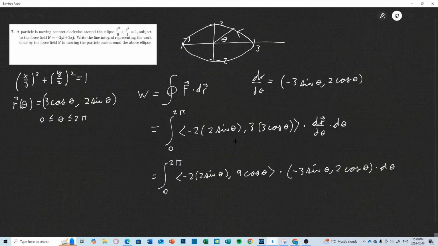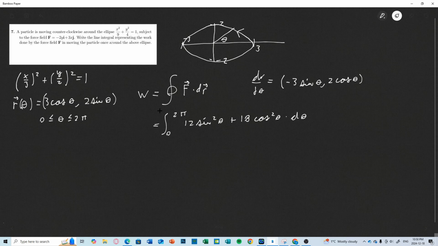So this works with the dot product. So it's going to be our first two terms multiplied together, added by our second two terms multiplied together. So this then becomes the integral from 0 to 2 pi of negative 4 sine theta multiplied by negative 3 sine theta, which is going to be 12 sine squared theta, plus, and then 9 times 2 is 18 cos squared theta, multiplied by d theta.